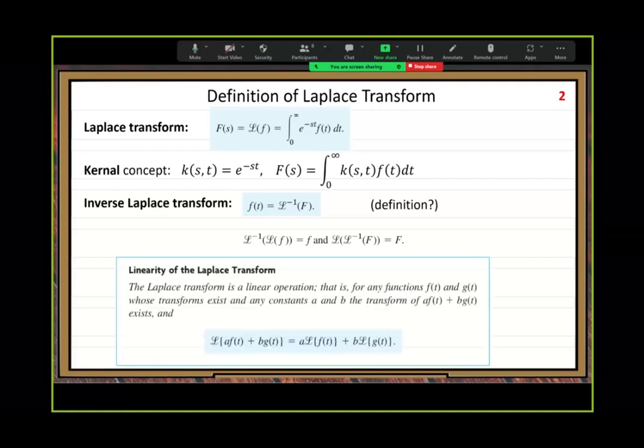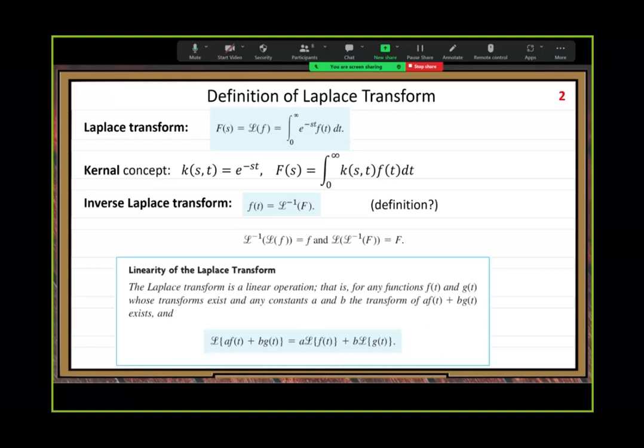Then linearity, a simple property. Because the Laplace transform is defined by an integral, and we know the integral operation has the linearity property, just as the derivative operation has the linearity property, the Laplace transform inherits the linearity property from the integral operation. So it's very natural.